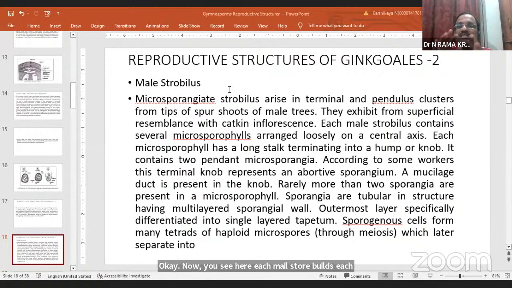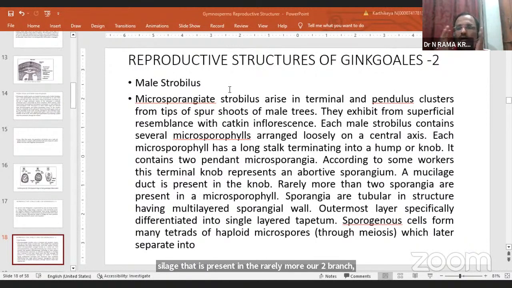Now you see here, each male strobilus contains several microsporophylls. The arrangement is a little bit different between Cycas and here. In Cycas, it is very close. In Ginkgo biloba, it is a very loose arrangement around the central axis, where each microsporophyll has a long stalk-like structure terminating in a knob. It contains two pendant microsporangia. According to some workers, the terminal knob is present at the sporangia, and a mucilage duct is present in the knob. Rarely, more than two sporangia are present in a microsporophyll.